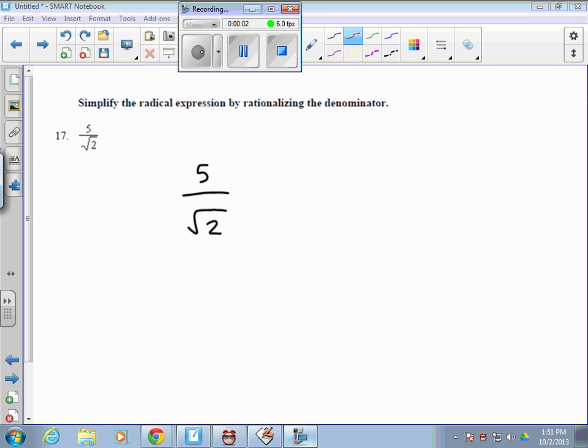It's Algebra 2, test number 8. Study guide, this is part 2. Should be of two parts. Picking up with number 17, we got 5 over the square root of 2.